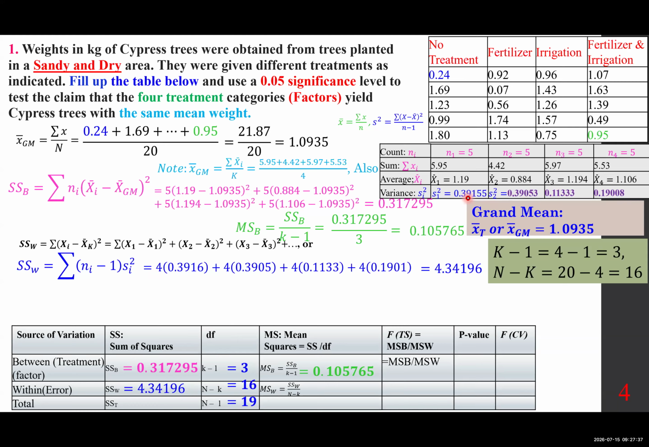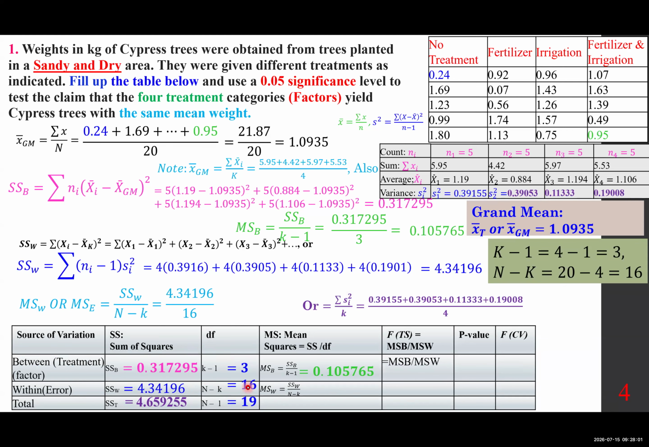Now, these two add up to give us the total. So add these two numbers, SS total. Now to get this one, we divided this one by this one, and to get this one, we're going to divide this one by this one. So SS within divided by n minus k, meaning 16.